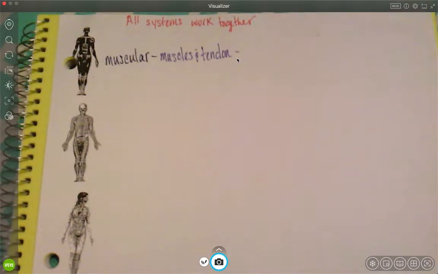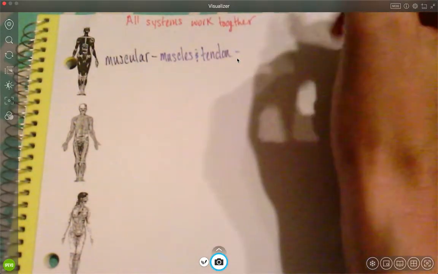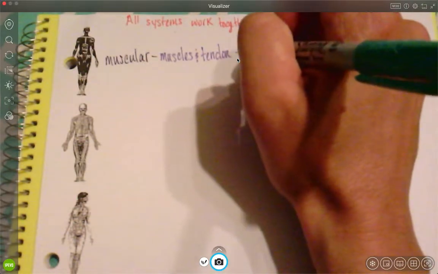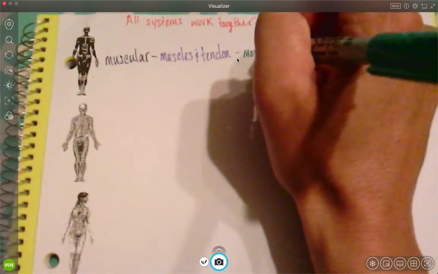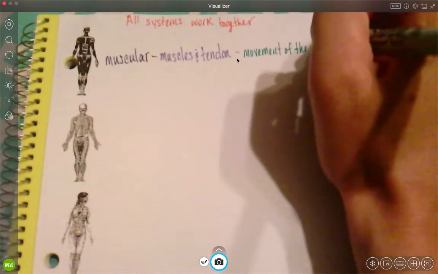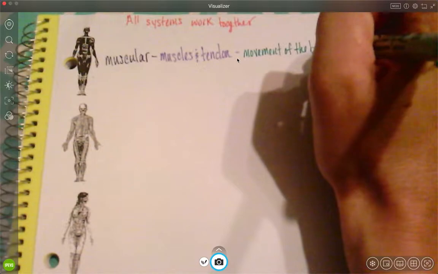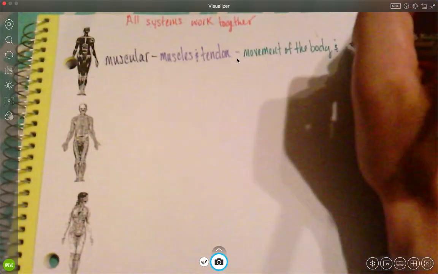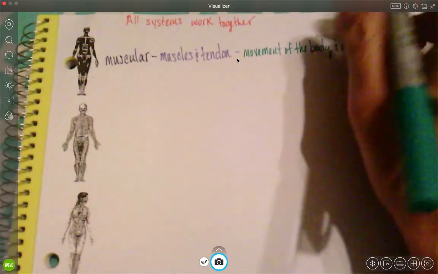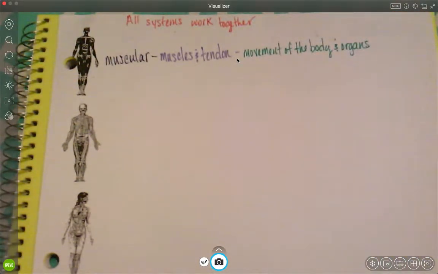Function. The function of the muscular system is movement of the body. So I can move my arm, I can move my leg, but don't forget about the organs. We talked about that in another one. So I need my stomach to move. I need my intestines to move, my bladder.